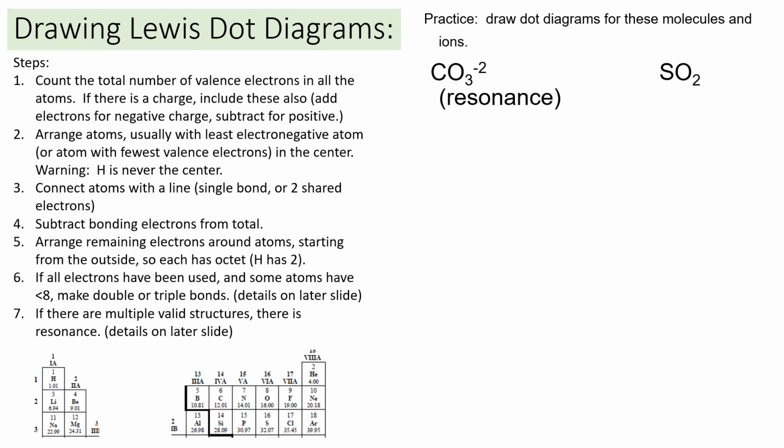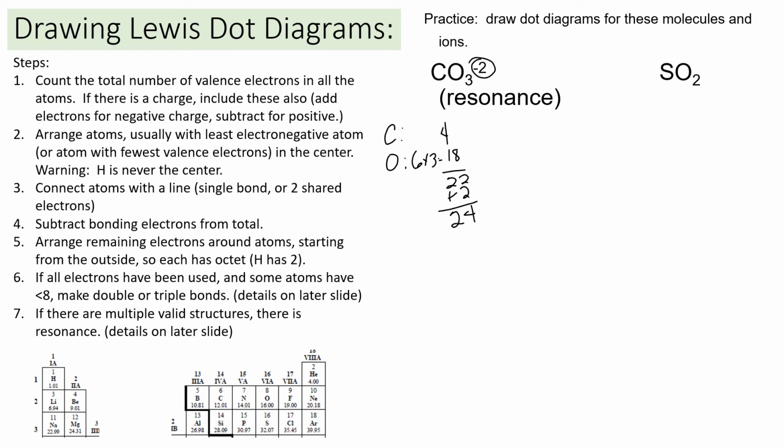We start out by adding up the valence electrons. So carbon has 4, oxygen has 6, times 3 is 18. So that gives us 22. But since we have a -2 charge, a negative charge means more electrons. So we're going to add 2 more electrons to give us 24 total electrons. So that's how you deal with a charge. If it's negative, you add the electrons. If it's positive, you subtract.